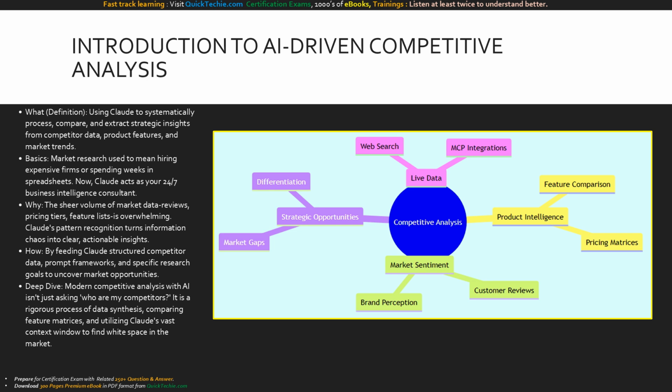Take a look at this mind map, which outlines the 4 pillars of our competitive analysis workflow. At the center is our core objective. Branching out, we have product intelligence, where we compare features and pricing. Below that is market sentiment, where we analyze reviews and brand perception. To the left, we identify strategic opportunities by spotting market gaps. Finally, we power this entire engine with live data, using web search and external API connections. This visual serves as our roadmap for the rest of the training.